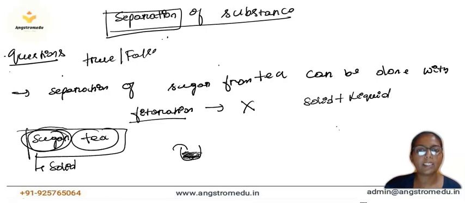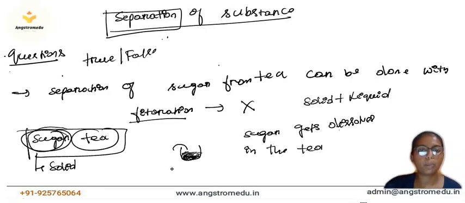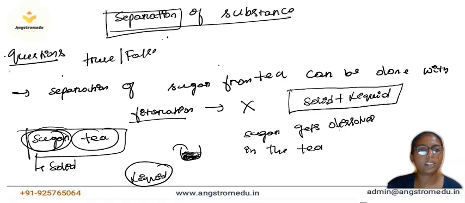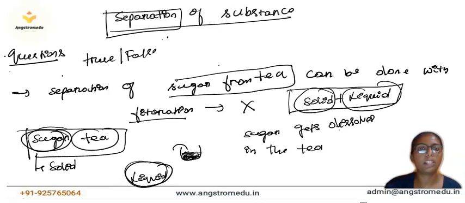Before adding to the tea, the sugar is a solid. After adding, the solid sugar gets dissolved in the tea, so both become liquid. This is against the basic principle of filtration, that it should contain both a solid and a liquid. Here both are liquids, so it cannot be separated through filtration. Hence the separation of sugar from tea is not possible this way. So it is a false statement.